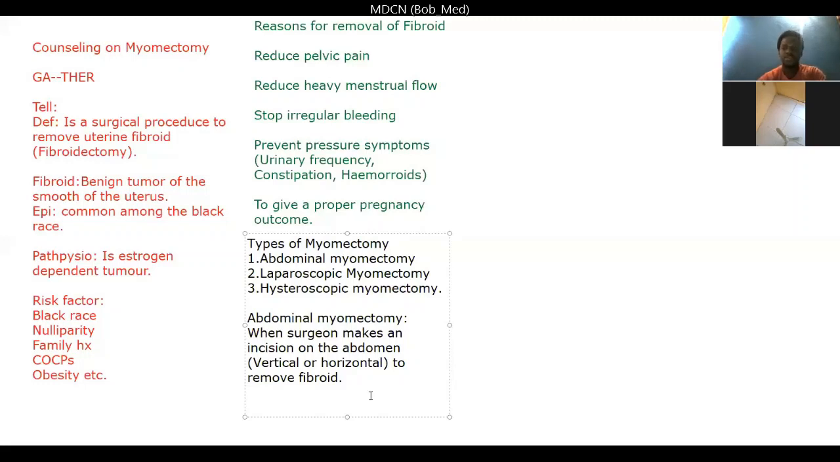So the indication is when somebody is having a big or large fibroid. These are indications for abdominal myomectomy. Okay. So the other type of myomectomy we'll talk about is the laparoscopic myomectomy. What do we mean by laparoscopic myomectomy?